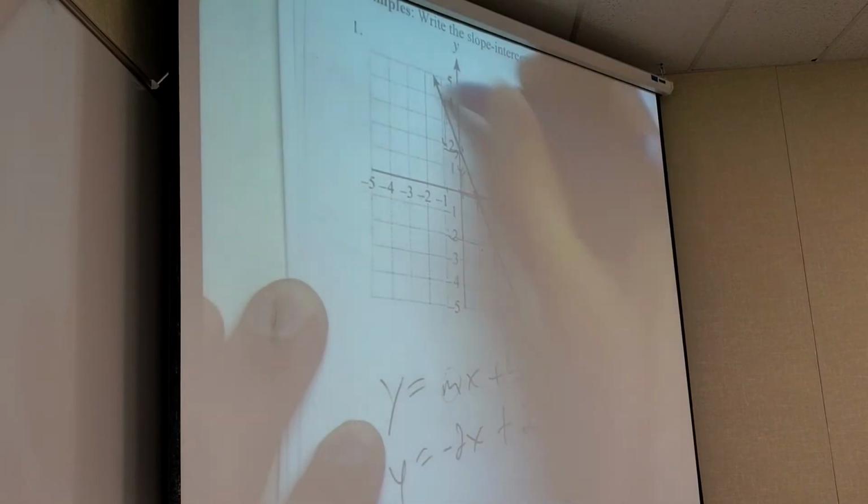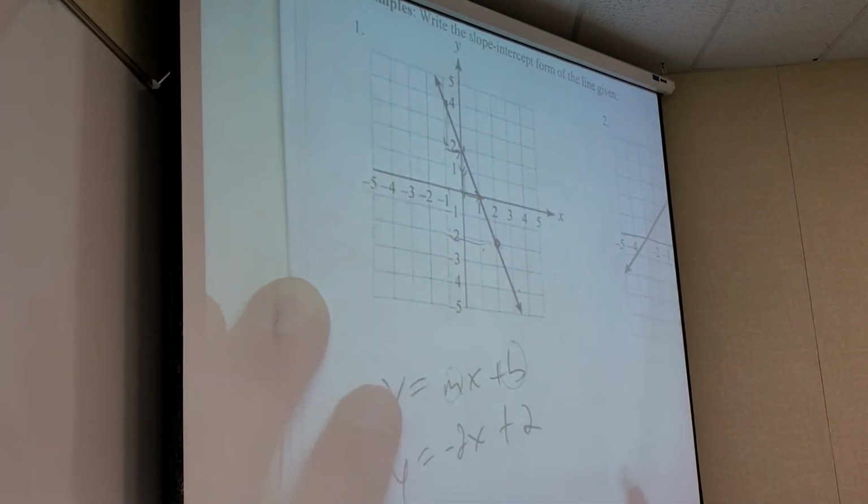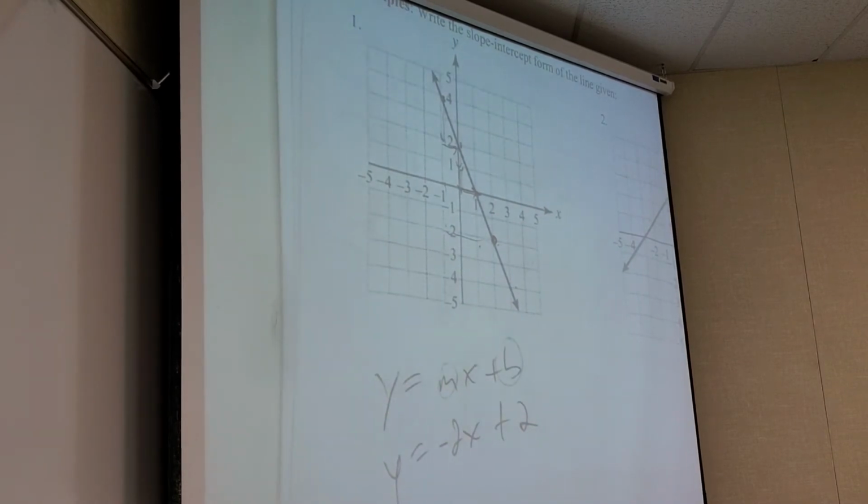So as long as the line is straight and it doesn't curve, the slope can't change suddenly. If the slope changes, that means there must be a curve somewhere.